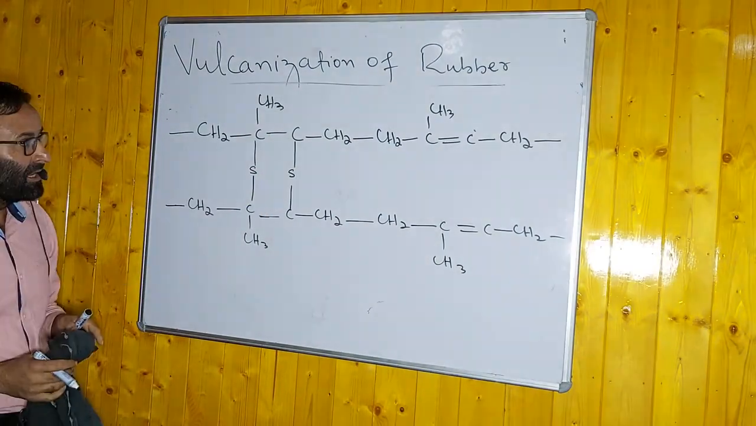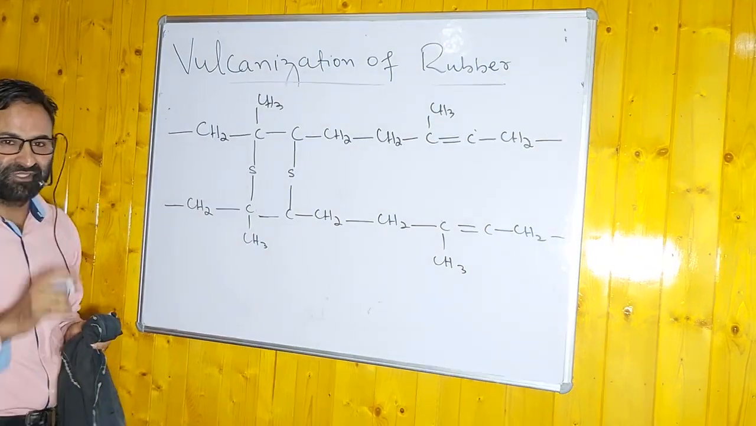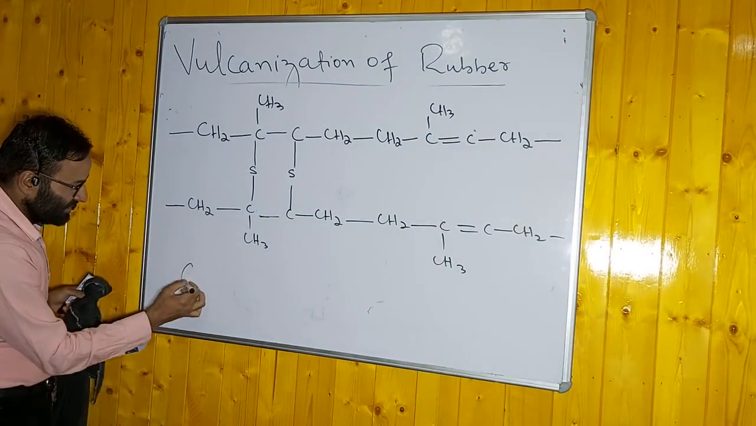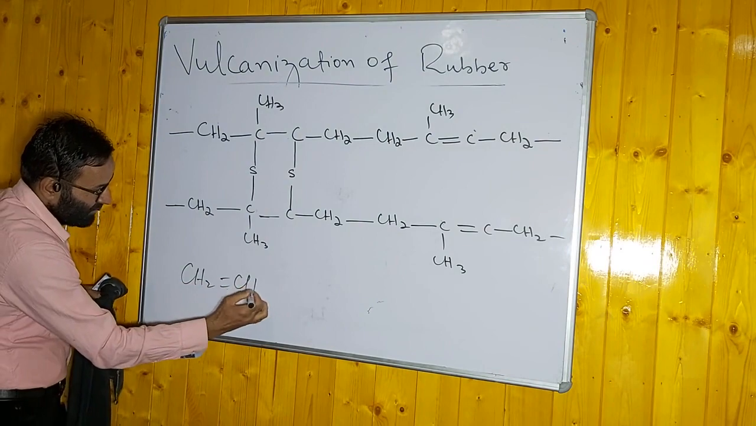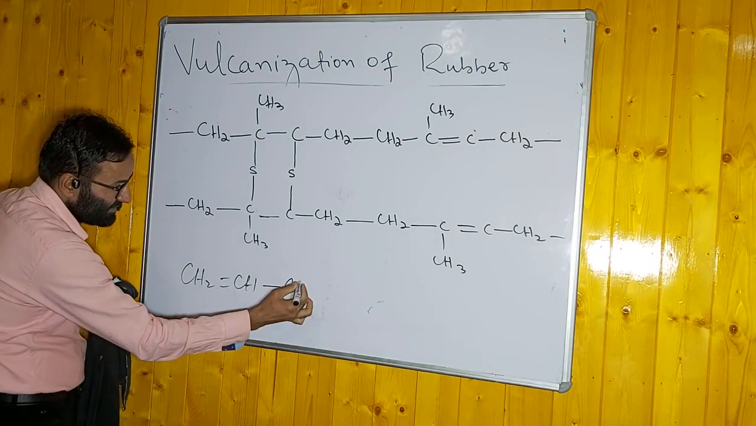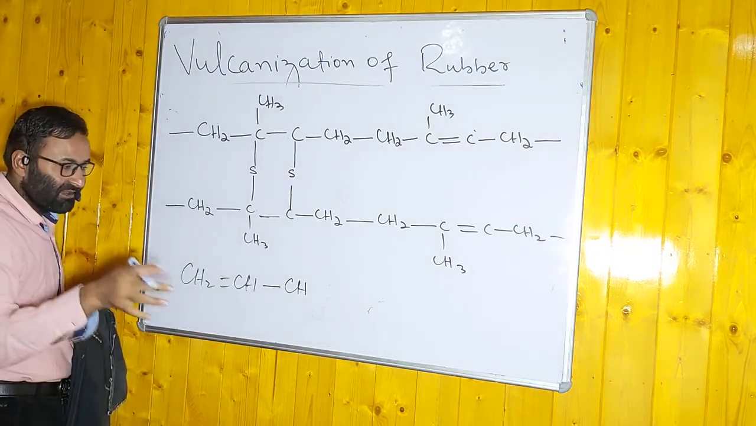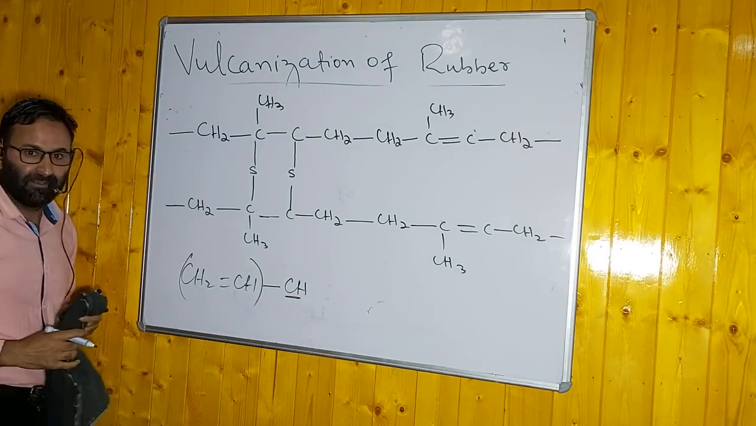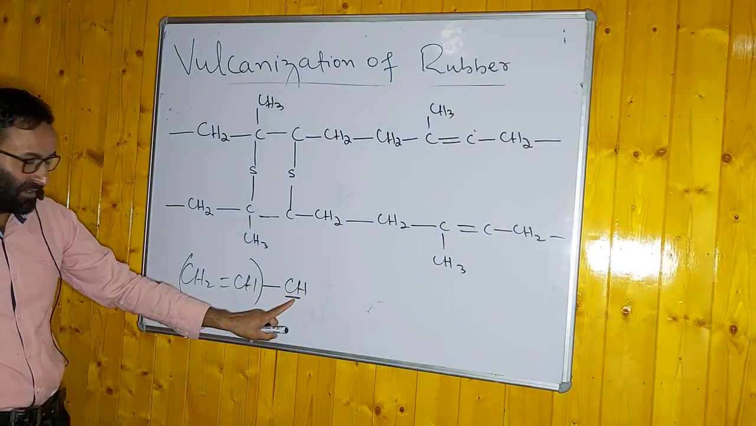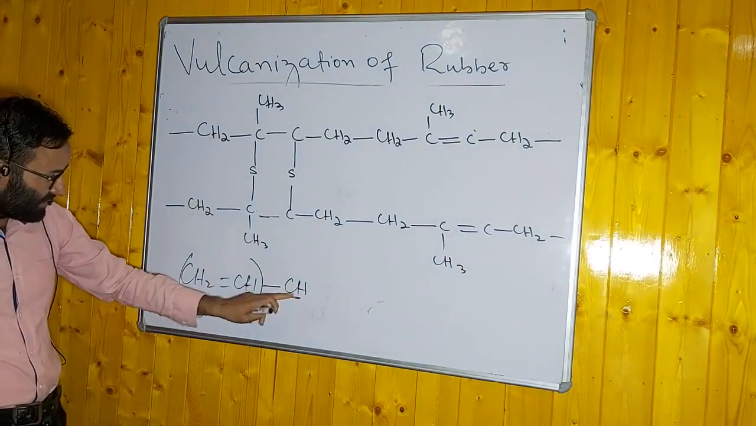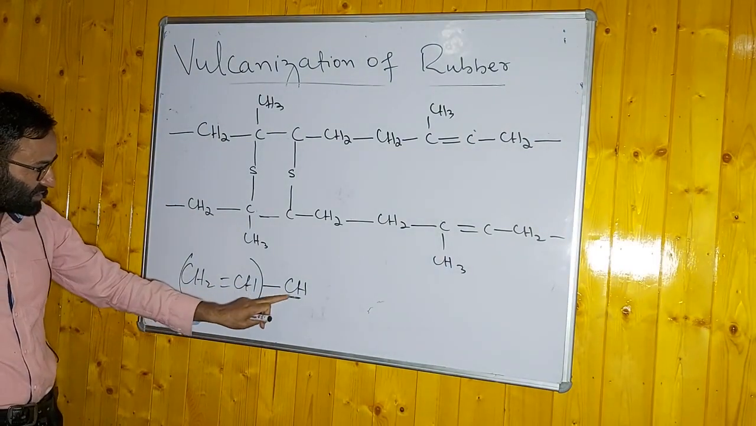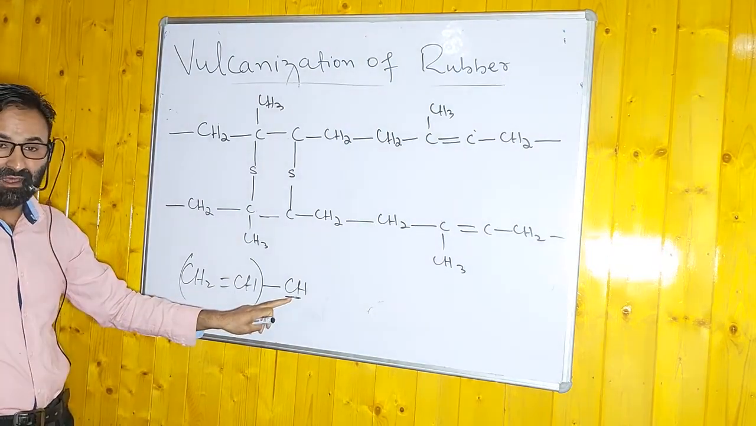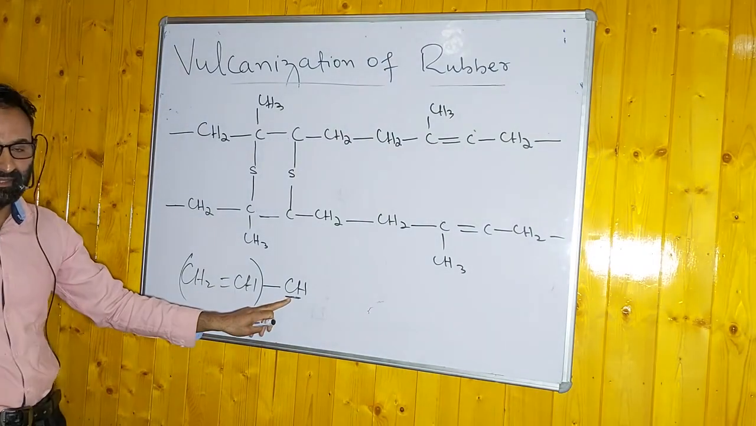The second is at the reactive allylic position. You know what is allylic position? If you have a double bond, the carbon which is attached to the carbon-carbon double bond, we have discussed this so many times, this is the allylic carbon. Remember this point. The carbon attached to a carbon-carbon double bond is known as allylic carbon, or we can say allylic site.